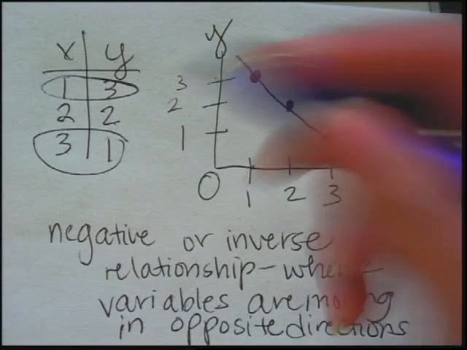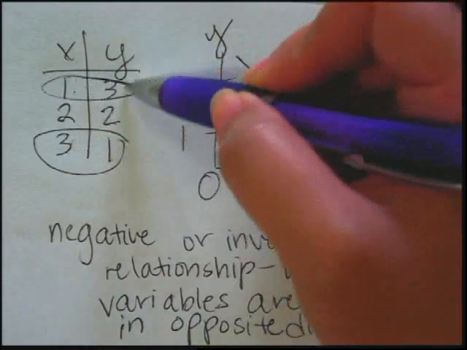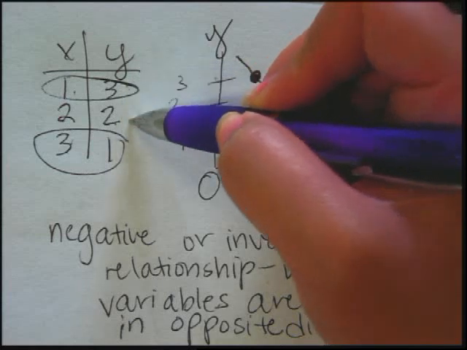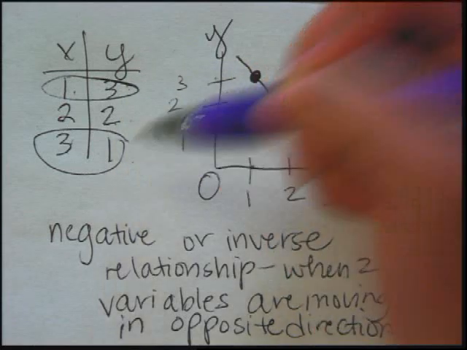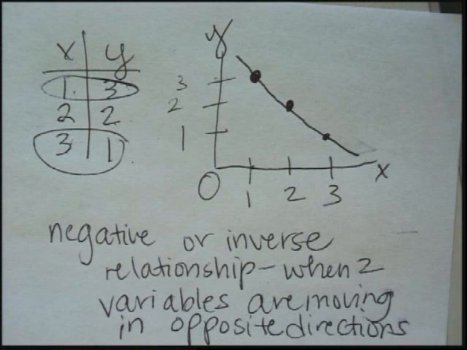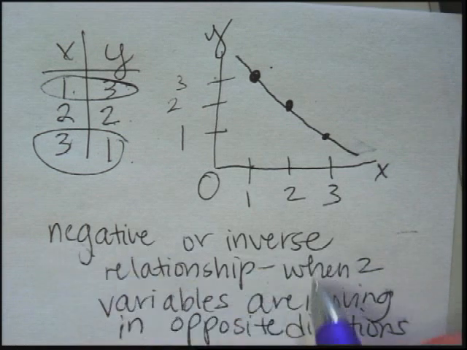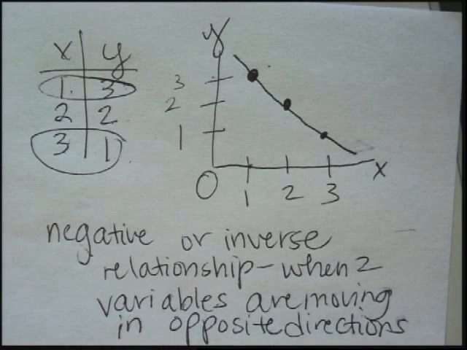So here you can see that x is increasing and then y is decreasing, right? It's going from 3 back down to 1. And so now our variables are moving in opposite directions. This is what it looks like when two variables are moving in opposite directions, and that's what we call it, a negative or inverse relationship.